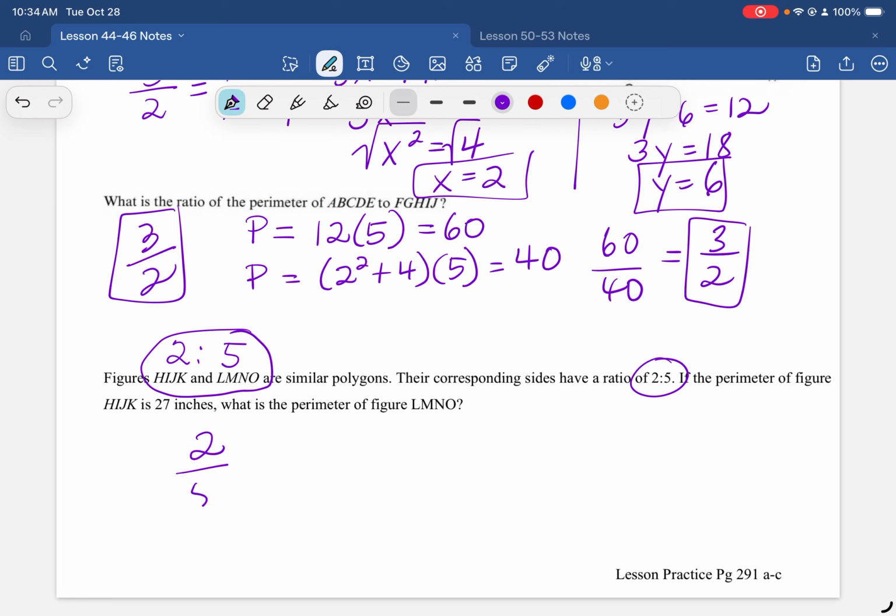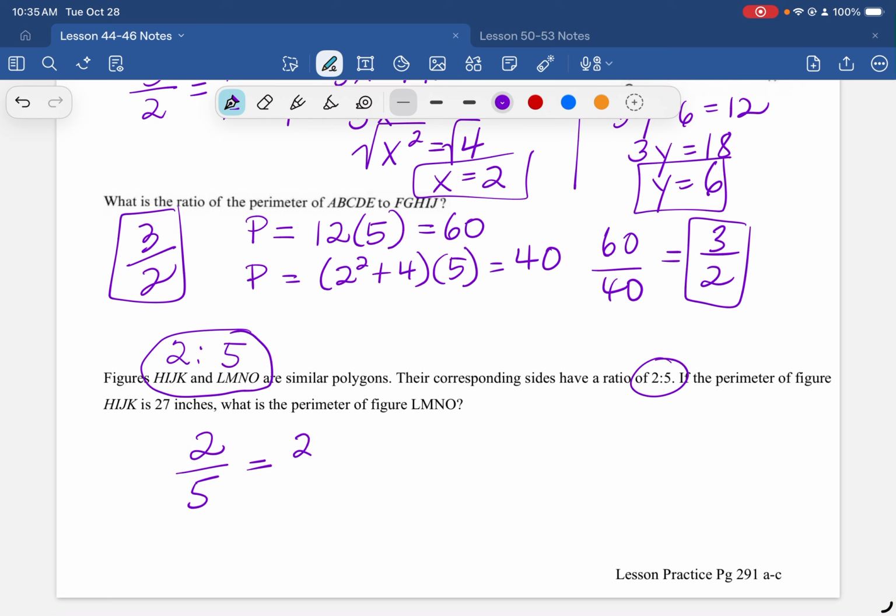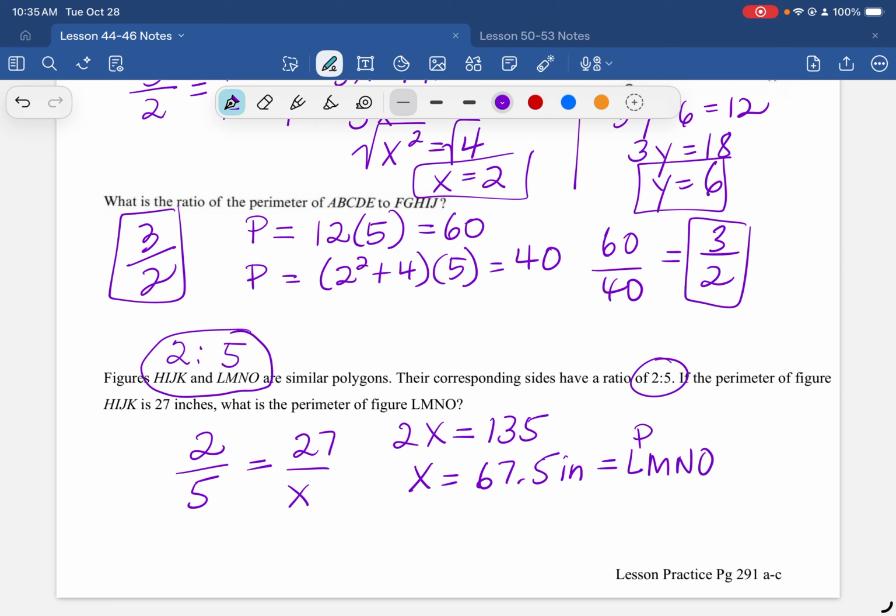So 2 over 5. They gave us HIJK to be 27, so I have to put that next to the 2. So 27 over x. Cross multiply, we get 2x equals 135. Divide by 2, we get 67.5 inches, because perimeter is in inches. And we'll even put equals perimeter of LMNO.